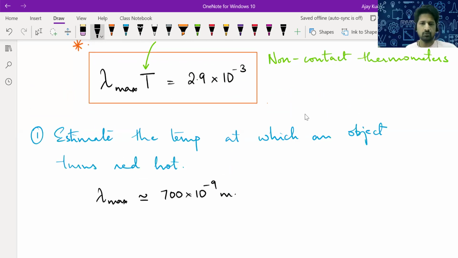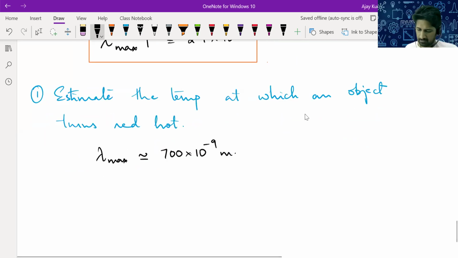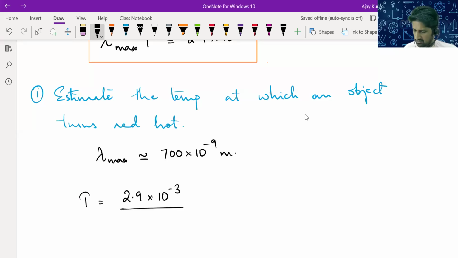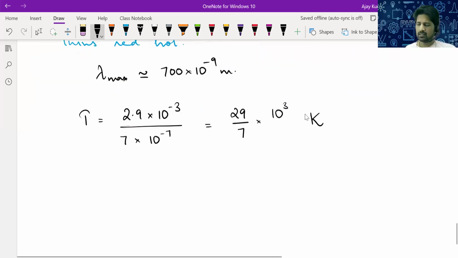We know lambda max into T is 2.9 into 10 power minus 3. So T becomes 2.9 into 10 power minus 3 divided by 700 into 10 power minus 9, which can be written as 7 into 10 power minus 7. Okay. So adjusting, we'll take this as 29 by 7 into 10 power minus 4. So effectively it becomes 10 power 3 Kelvin. 29 by 7 is 4.1 in that range. So the temperature is close to 4.1 into 10 power 3 Kelvin, means around 4000 Kelvin, an object turns red hot.